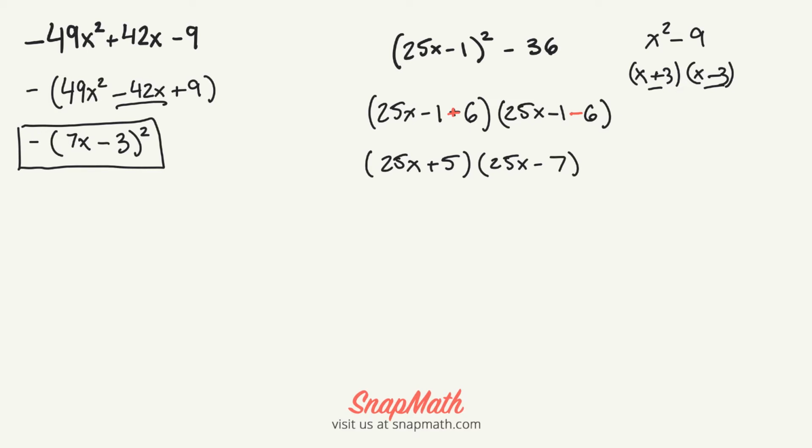All right, and there's one more step. We can factor out a 5 in this first parenthesis, so this will be 5, and then we're left with 5x plus 1, and then 25x minus 7. And that's your final answer.